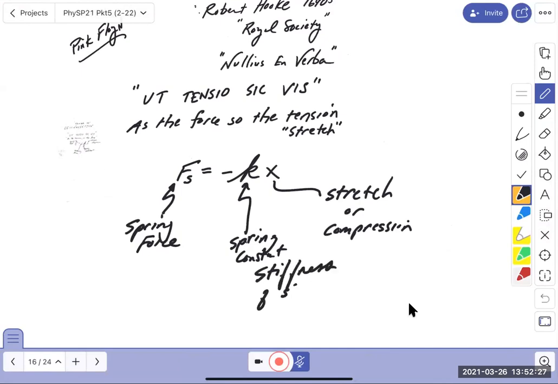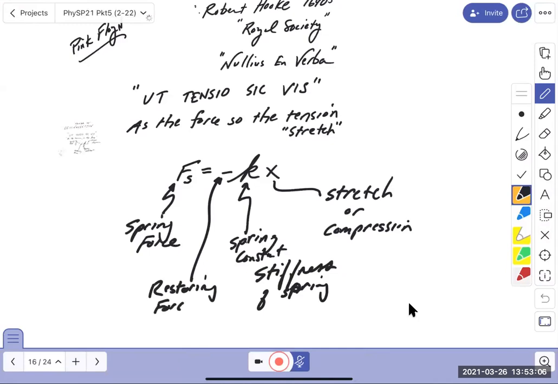A typical spring, like a slinky, has a K of around 50 newtons per meter. I have different springs. One's 100, one's 1,000. A rocker arm in a car engine is around 10,000. And truck springs are about 1,000,000. So you get really big K values. And this negative makes it a restoring force. It's a category of forces in physics called a restoring force.